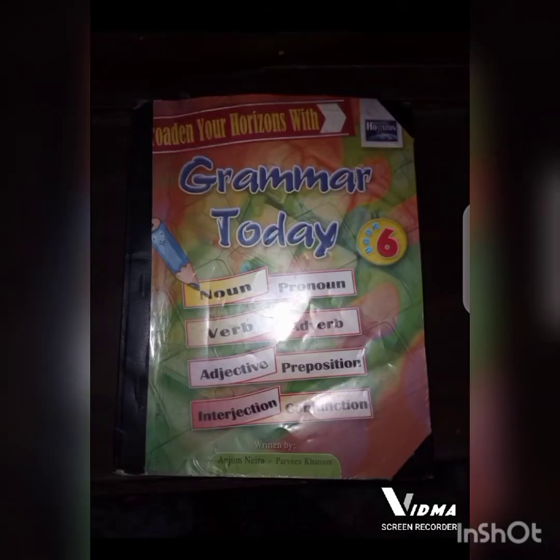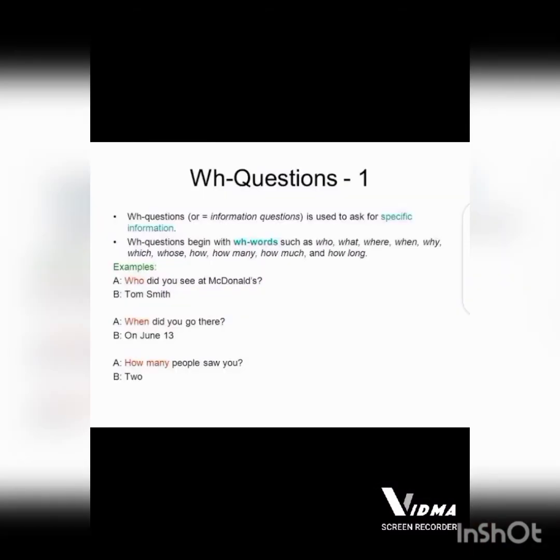In grammar today, book 6. Today we will talk about WH questions. WH questions or information questions are used to ask for specific information. WH questions begin with WH words such as who, what, where, when, why, which, whose, how many, how much, and how long. In our relative exercise, we will talk about some of these.